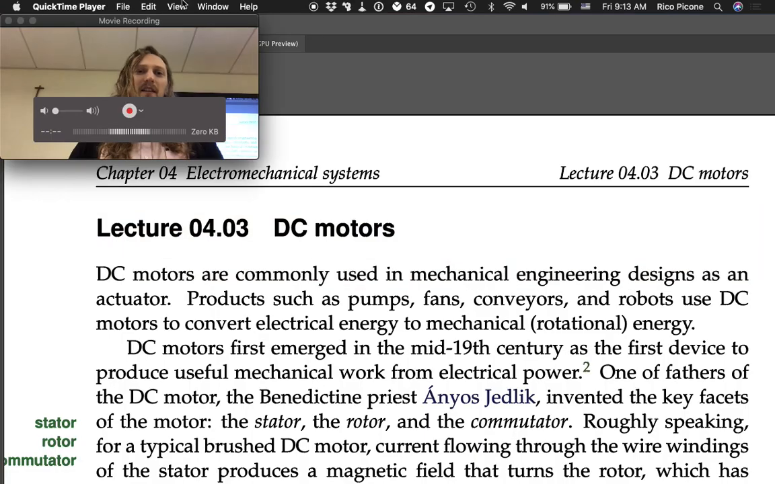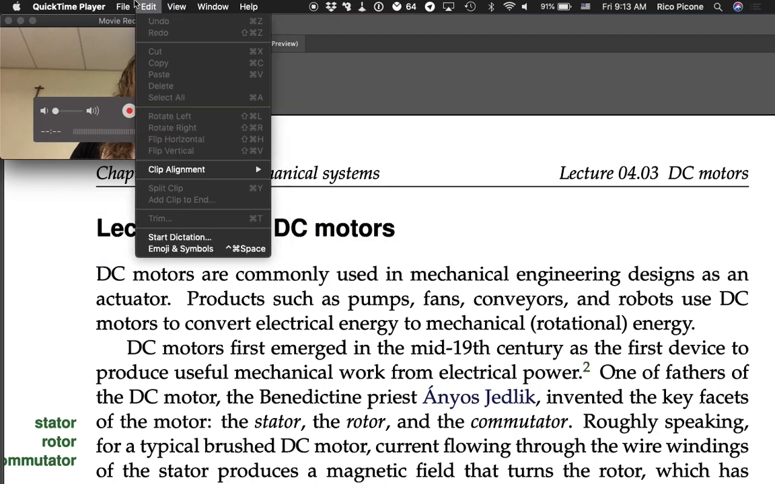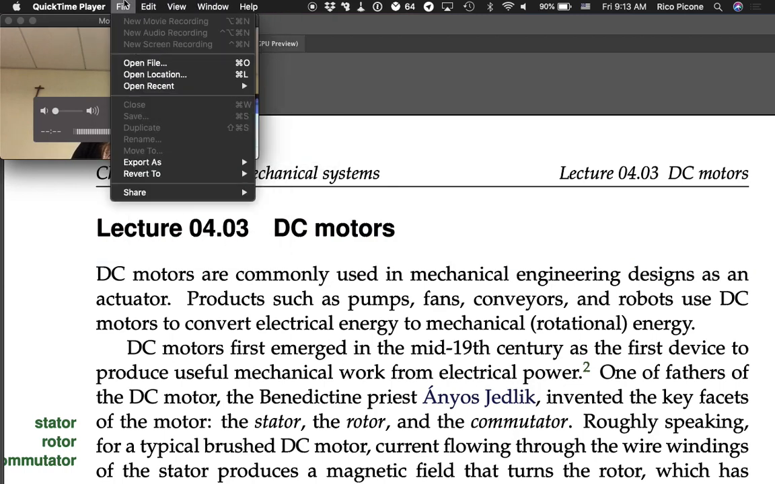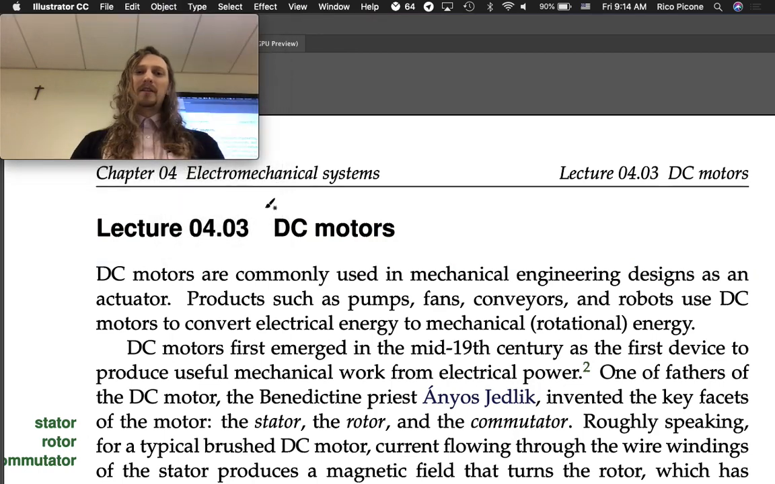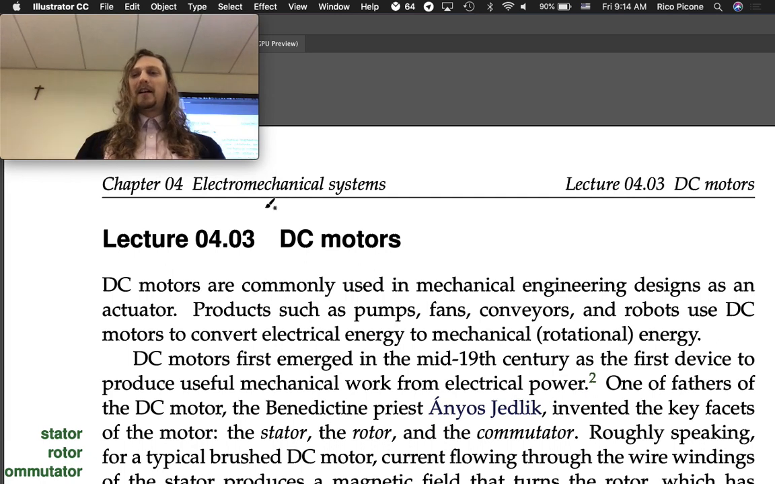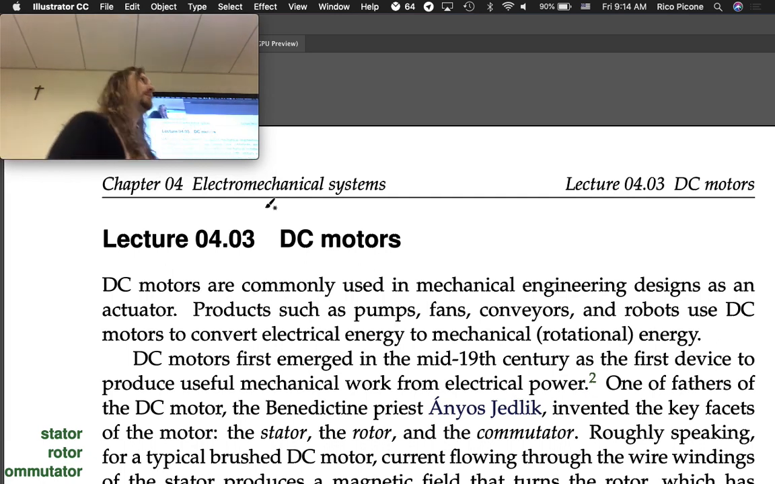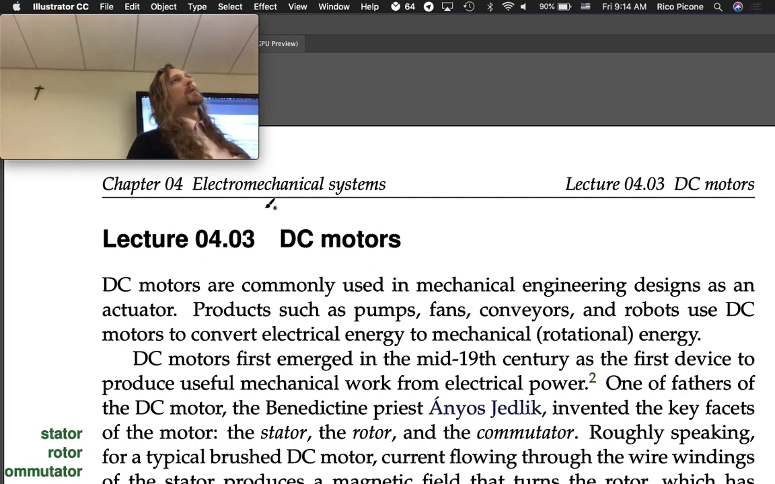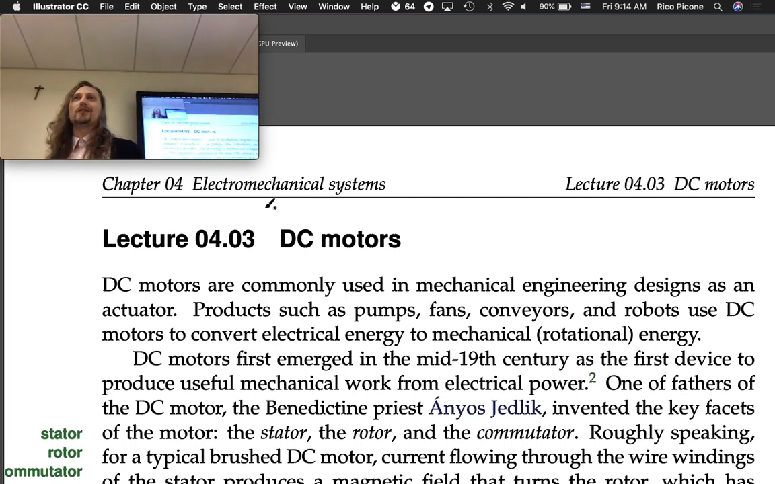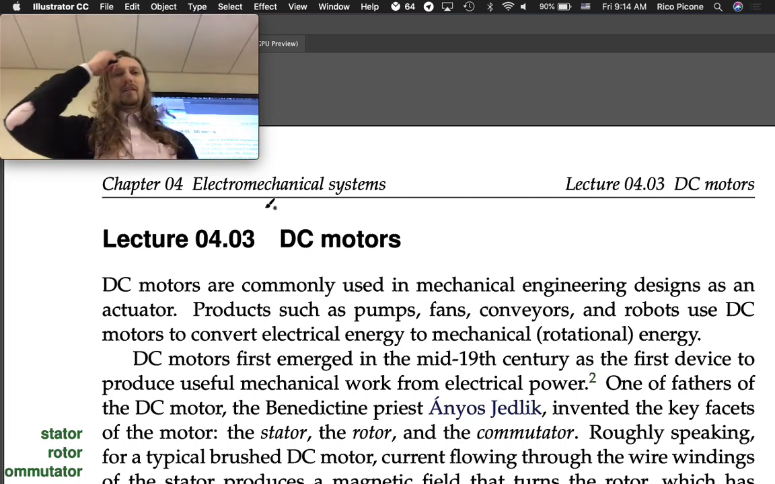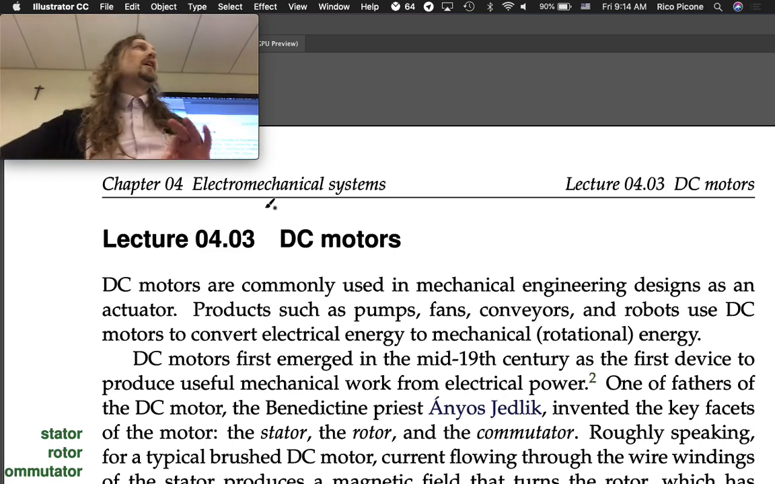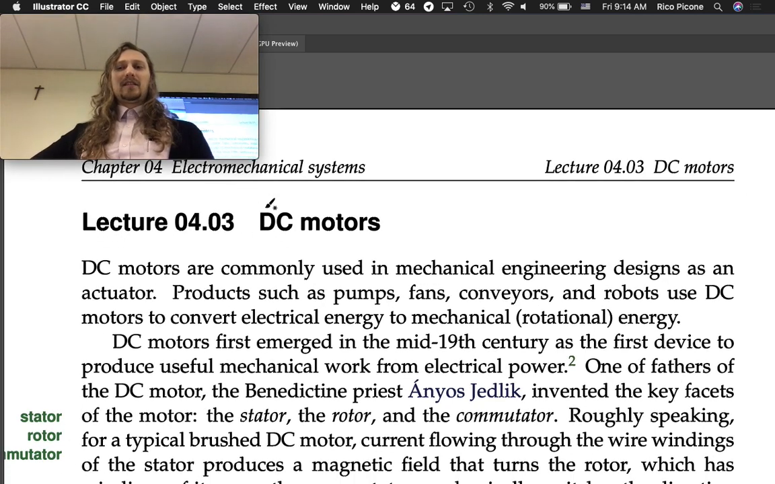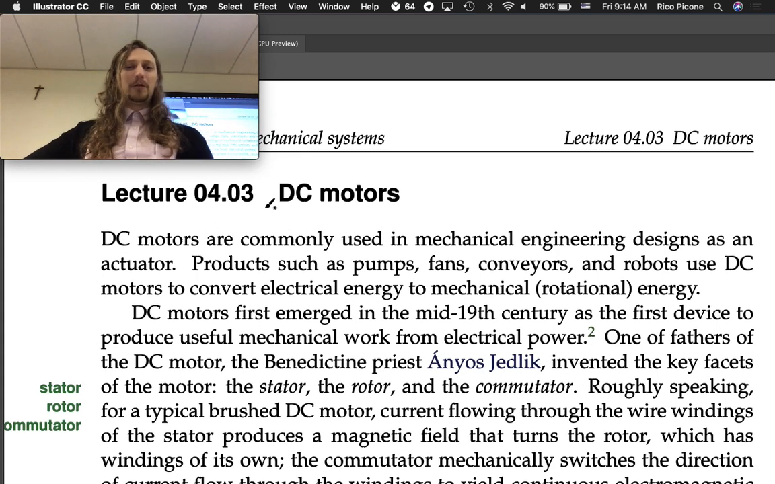Okay, DC motors. I was going to add AC motors as part of this lecture. It's still possible that over the break I'll decide to do an extra lecture on AC motors, but for now we're just going to do DC motors. There was enough to talk about with DC motors that I just really beefed it up, and I think it'll be fun. So 4.3, DC motors.